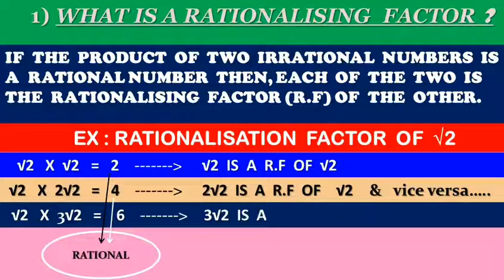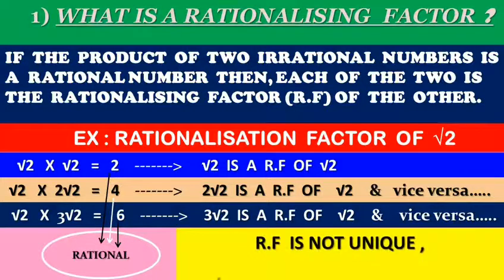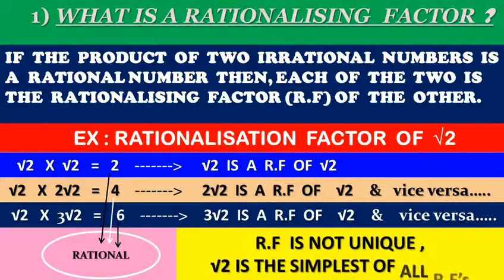So, from this concept, we observe that root 2, 2 root 2, 3 root 2 are rationalizing factors of root 2. That means a rationalizing factor is not unique. An irrational number can have many rationalizing factors. Out of all these rationalizing factors of root 2, root 2 is the simplest one. So, in general, root A is a rationalizing factor of root A.